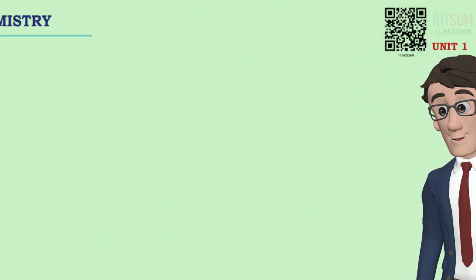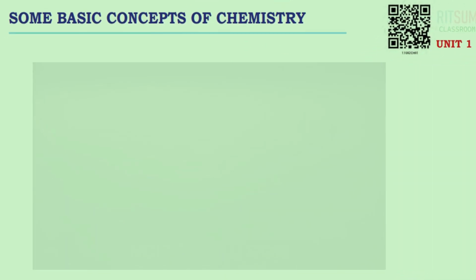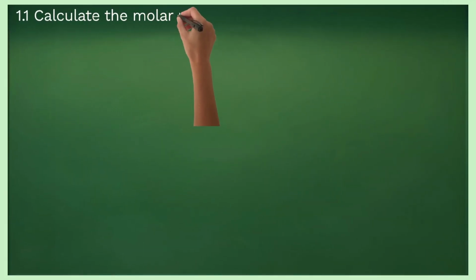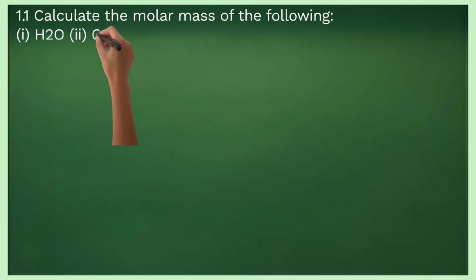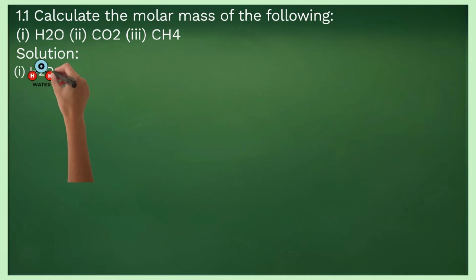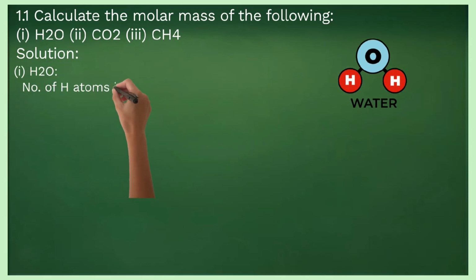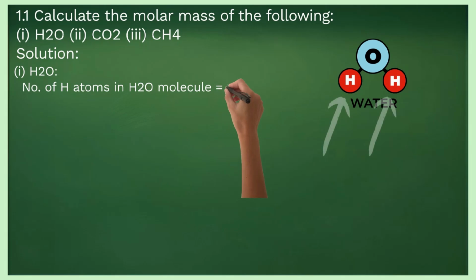Unit 1, Some Basic Concepts of Chemistry. First question is, calculate the molar mass of H2O, CO2 and CH4. First of all, let's take up H2O. H2O consists of 2 hydrogen and 1 oxygen atoms.